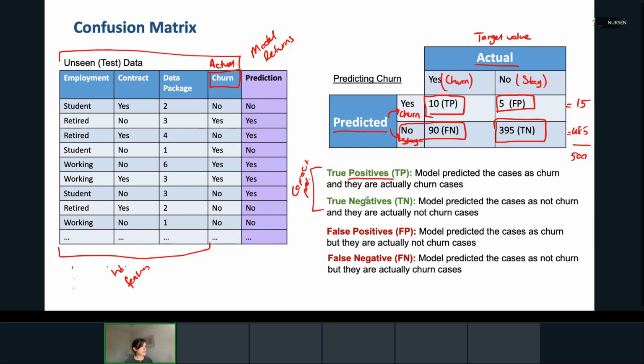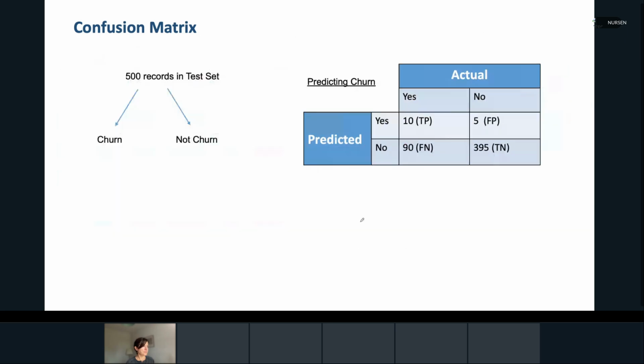So just to summarize, the confusion matrix can group our predictions versus the actual target outcome, considering the correct predictions we are making and also the errors we are making. Okay.